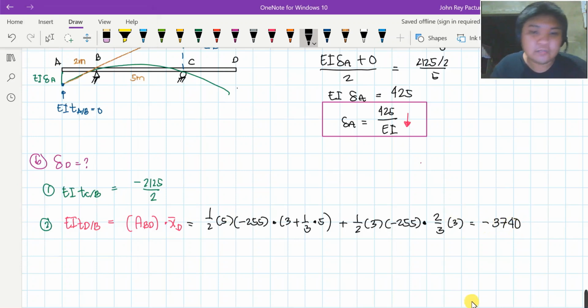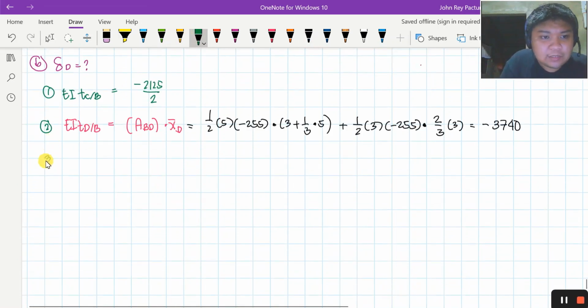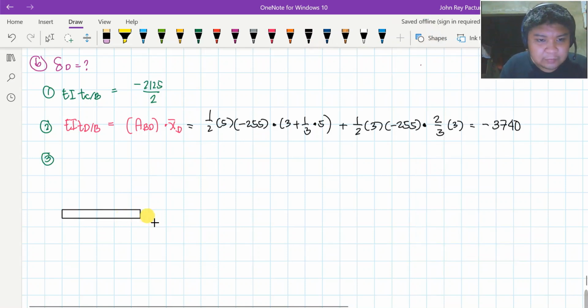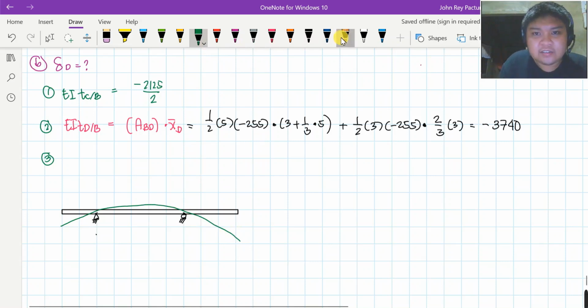Ayan na siya, class. So, therefore, since meron ka ng values nitong unang dalawa, ang mangyayari, step 3 na lang tayo. No? Ang step 3 is, of course, the sketching for the purpose of ratio and proportion nga na mangyayari sa step 4. So, ito yung ating beam. Lagay natin yung mga supports. Tapos, draw ka lang ng qualitative elastic curve. Ayan siya.